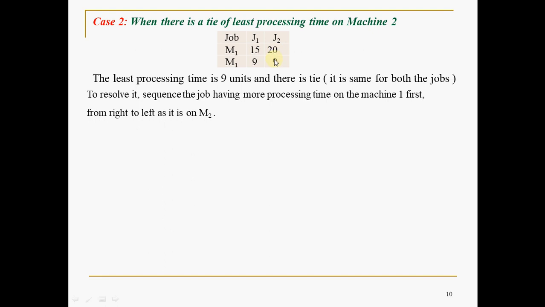9:15, 9:20. Okay, which is having more processing time? 9:20, 9:20, 9:15. So as this is having more processing time, this job you have to sequence first. First in the sense, as it corresponds to machine 2, you have to sequence it from right to left. First in the sense, from the right it is first. Okay, so it is again the same Johnson's algorithm concept only. So J2, then J1. So you got it?